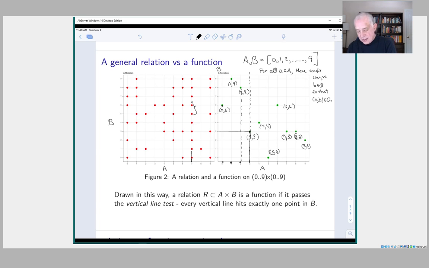So a function is a relation which has this very special property that for every point in its domain, there exists a unique point in its codomain. Maybe I should put it this way. For every A in the domain, there exists a unique B in the codomain so that AB belongs to the set.